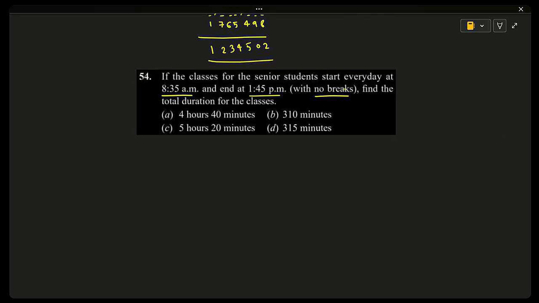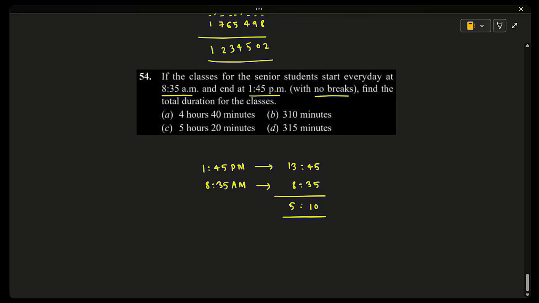But subtraction and addition, you always do it in terms of 24-hour clock. So here 8:35 a.m., we need to subtract it from 1:45 p.m. But before that we need to convert into 24-hour clock. So for p.m., 12 will be added in the hours part, that will be 13:45, and a.m. you write as it is, 8:35. Just go for subtraction. 45 minus 35 is 10. 13 minus 8 is 5. So 5 hours 10 minutes.